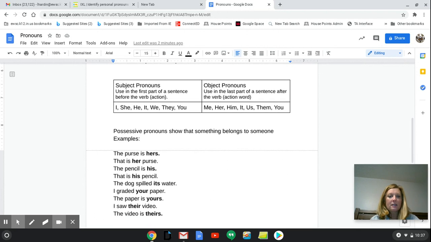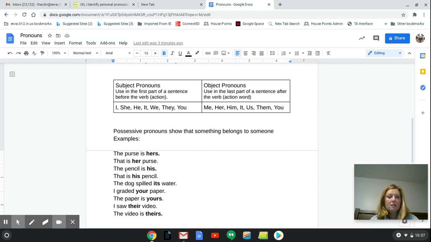So here's some examples. Possessive pronouns show that something belongs to someone. All right, so I've bolded them here. The purse is hers. Hers is a possessive pronoun. It's telling that something belongs to this person. That is her purse. So sometimes you can use them in different places. Hers would be at the end, and her is what you're going to use right in front of the noun purse. All right, so you just go with what sounds appropriate. It's kind of self-explanatory. It's just seeing what sounds the best.